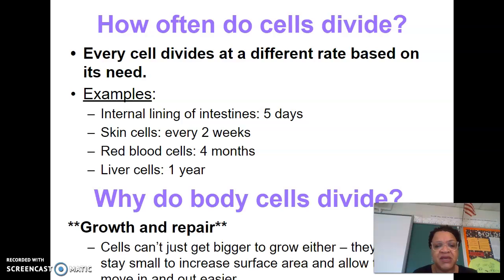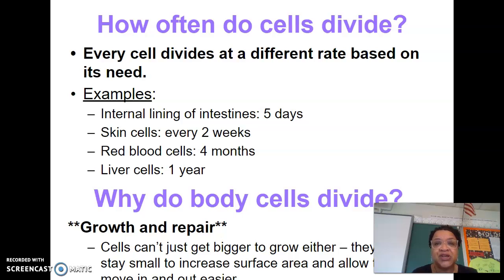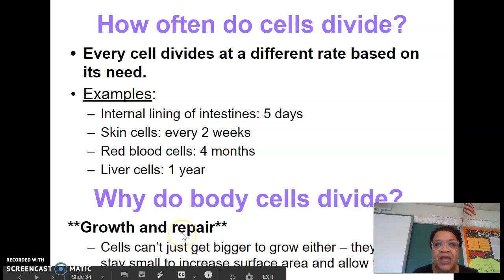So just some gee-whiz information for you. Every cell divides at a different rate based on its needs. For example, skin cells every 2 weeks, red blood cells every 4 months. So why do the body cells need to divide? For growth and repair. Mitosis is how you got bigger, how you are the size you are now. You might be taller, you might be wider, but mitosis is how you grow. If you fall down and hurt your knee and those new skin cells need to come back, of course you want the new skin cells to come back. That's how your body repairs itself. The cell cycle and mitosis is growth and repair.